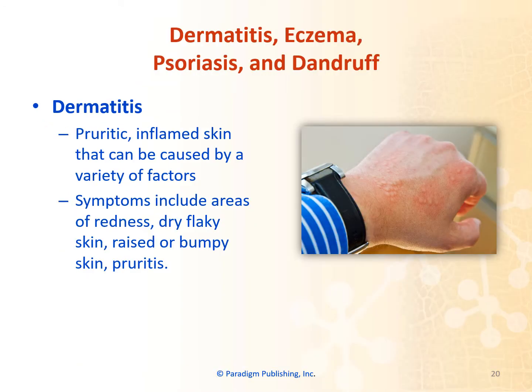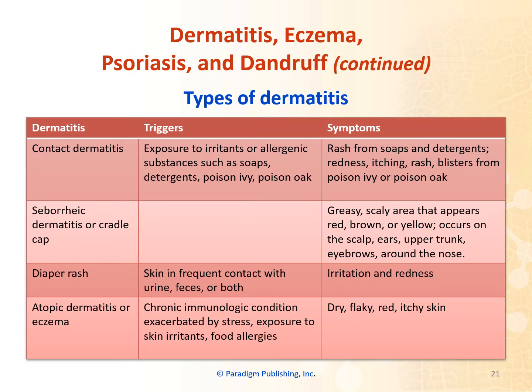Dermatitis is pruritic, inflamed skin that can be caused by a variety of factors. Symptoms include areas of redness, dry, flaky skin, raised or bumpy skin, and pruritus or swelling. There are different types of dermatitis, which include contact dermatitis, seborrheic dermatitis or cradle cap, which is found in infants, diaper rash, and eczema.